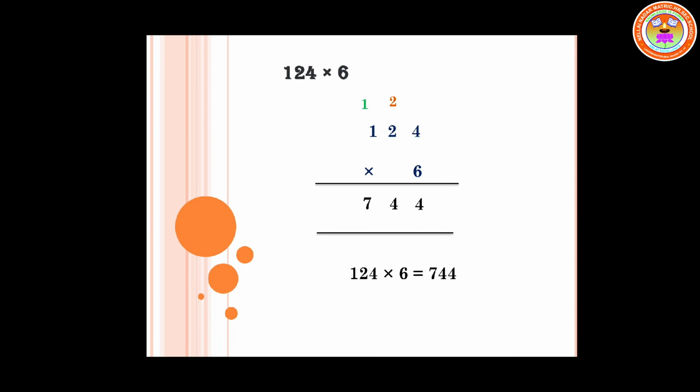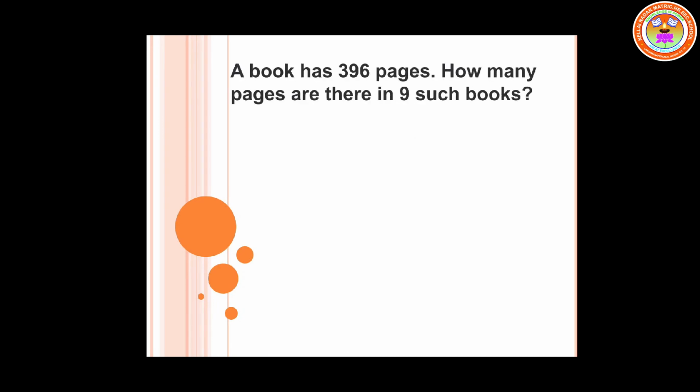Understood? Now the last sum. We are going to do a word problem. Okay? A book has 396 pages. How many pages are there in 9 such books? I'll read the question again. A book has 396 pages. How many pages are there in 9 such books? Shall we find out? Yes.